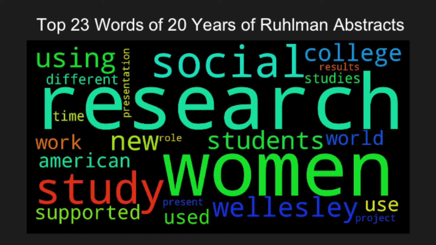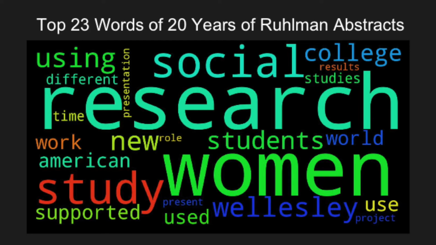Okay, so it's actually really interesting to see what all the abstracts kind of tend towards in the Ruhlman Conference. Over the last 20 years, we accumulated all the abstracts, and the top 23 words that were presented in at least 10% of all abstracts are the ones depicted above in this word cloud. And it's really interesting to see that it's clearly a conference about women, about research, about studying, about Wellesley.